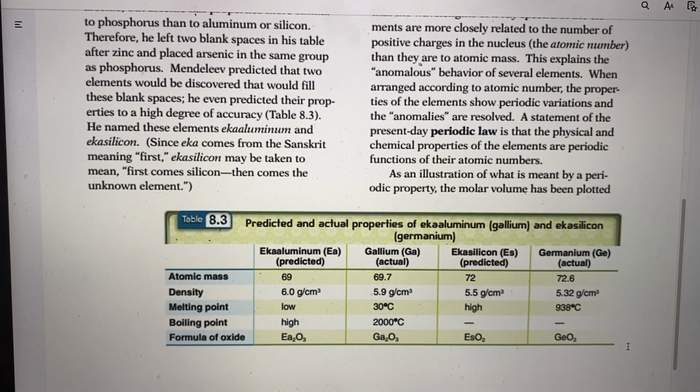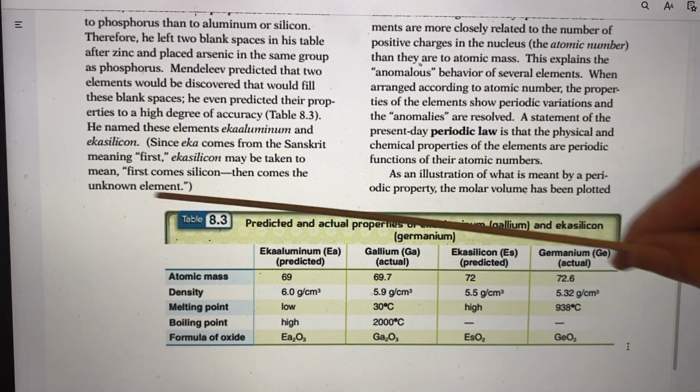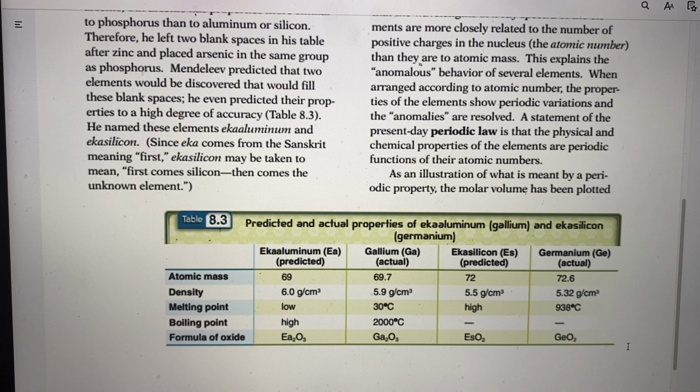And eka comes from Sanskrit meaning first. So eka-silicon may be taken to mean first comes silicon, then comes aluminum. So he actually labeled these elements before they even were discovered, because he knew there was a blank place in between, that there must be an element to fit there. So he named this element and even described the element that would go in that position. So it was pretty amazing to be able to do that on his table.